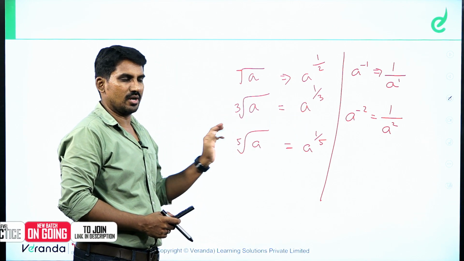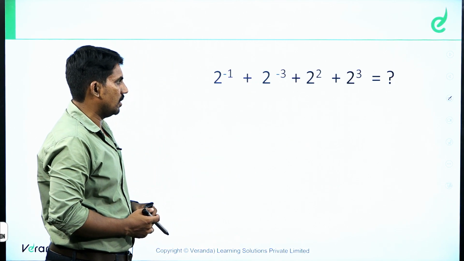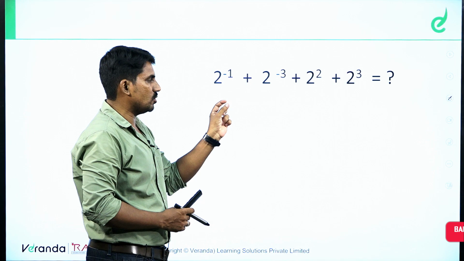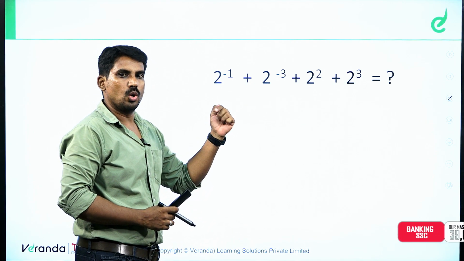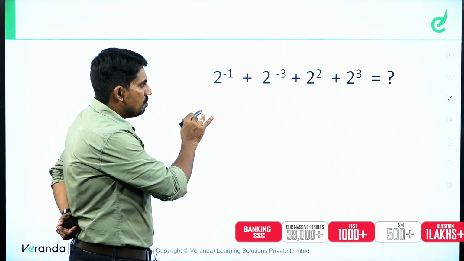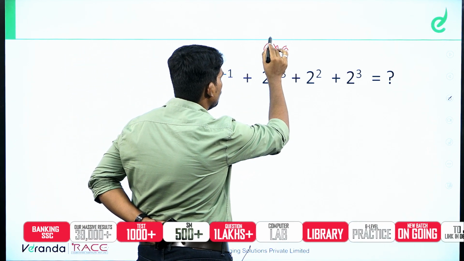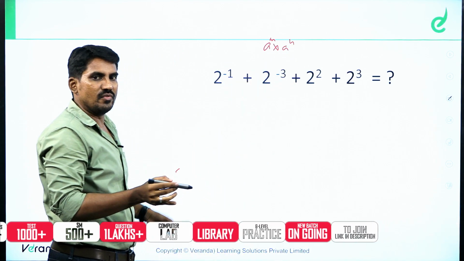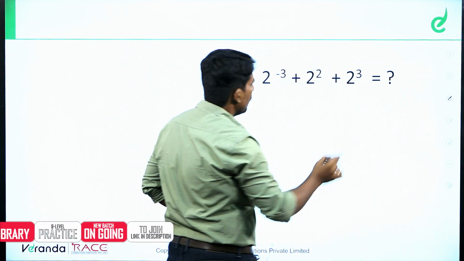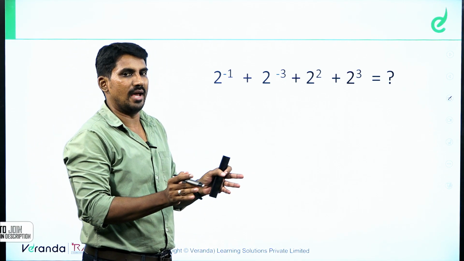So this is the first important basic. Now one different question: 2 to the power minus 1 plus 2 to the power minus 3 plus 2 square plus 2 cube is equal to what? Base is the same, but it is not multiplication, where we would add the powers. See carefully, it is addition. Here we have to find the values and add.